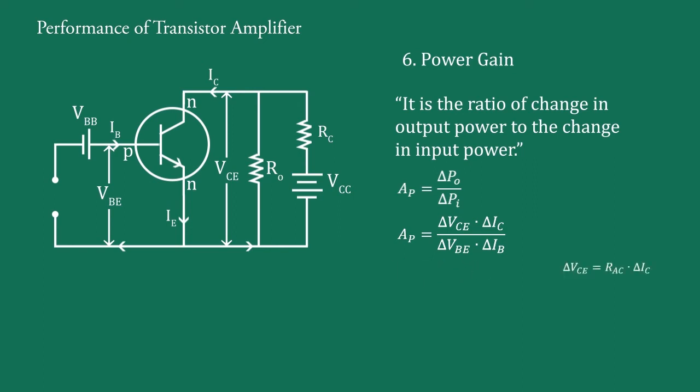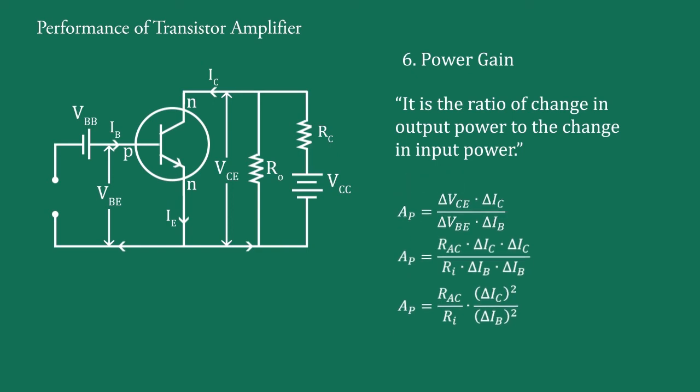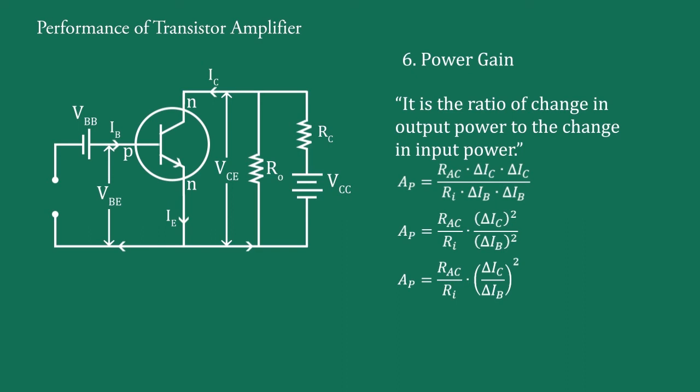Change in output voltage delta VCE is also expressed as RAC into delta IC, and change in input voltage delta VBE is also expressed as RI into delta IB. Therefore, we can write power gain AP equal to RAC delta IC into delta IC upon RI delta IB into delta IB. That is RAC upon RI into delta IC square upon delta IB square, or RAC upon RI into delta IC upon delta IB whole square.